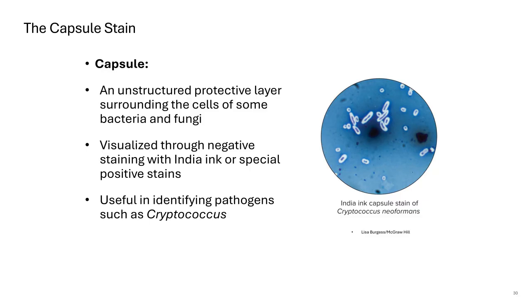Differential stains. Capsule stain: a capsule is an unstructured protective layer that you see sometimes on some bacteria and some fungi. We look at it by using negative staining so that in the India ink or nigrosin stain, you can see if a bacteria has a capsule, and only certain bacteria do, like Cryptococcus, which is pathogenic. This is a Cryptococcus slide. So if they have a capsule, it will kind of glow on that negative background.